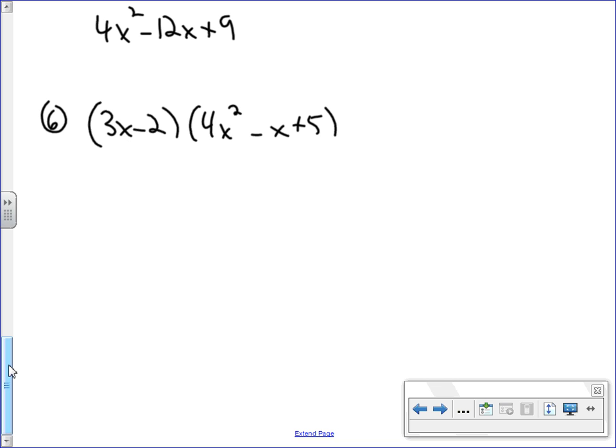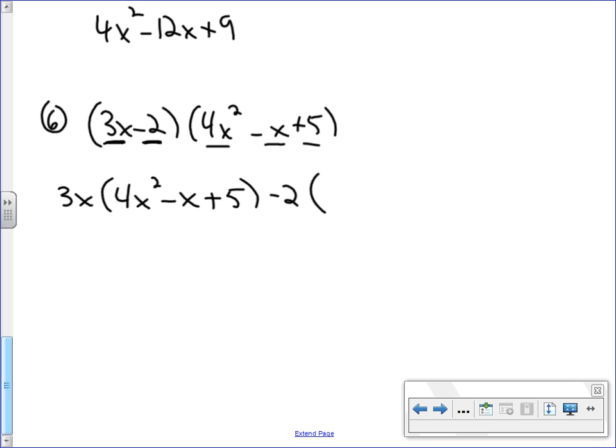There's a couple of different ways you can set this up, but I think the easiest way is to recognize you're going to take every term in the first set of parentheses and multiply it times every term in the second set. And again, I think the easiest way is to do it one at a time. Take the first term, 3x, and multiply it times everything in the parentheses. Take the second term, which is minus 2, and multiply it times everything in the parentheses. This is that double distributive property method that I was talking about. FOIL doesn't work on here. If you do FOIL on here, you miss some of the pieces, okay?